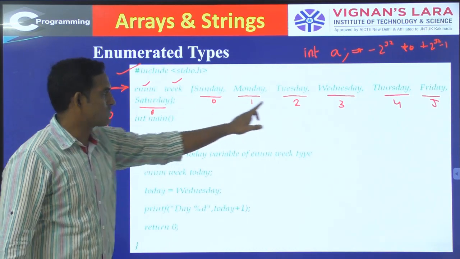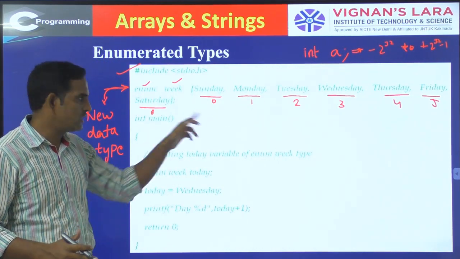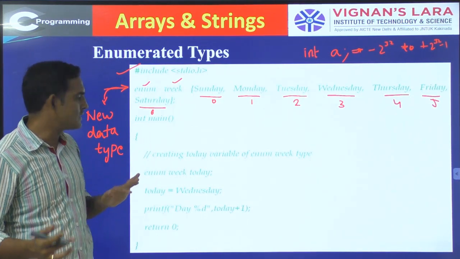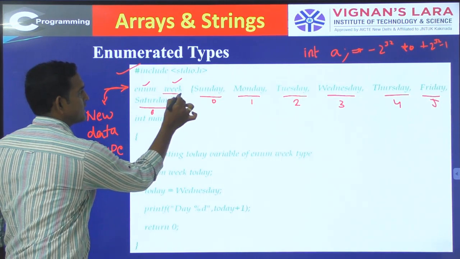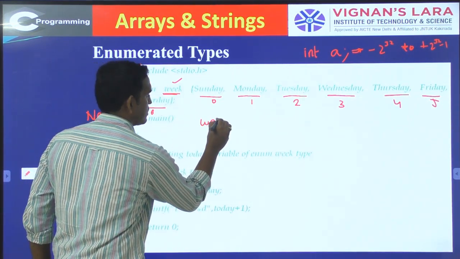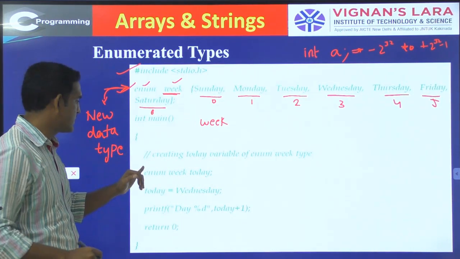But in week you can store only these 7 values. You cannot store any other values. That will be the new data type you are creating. The new data type is week. So when you declare the enumeration, you are creating a new data type.